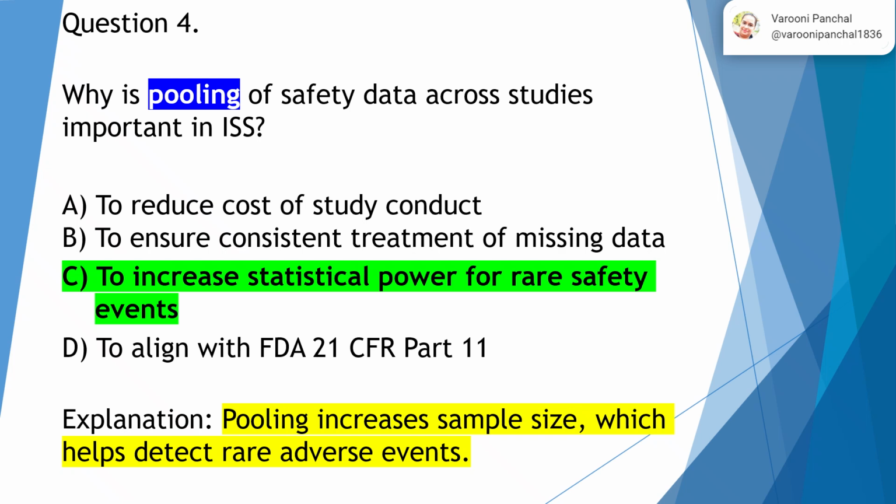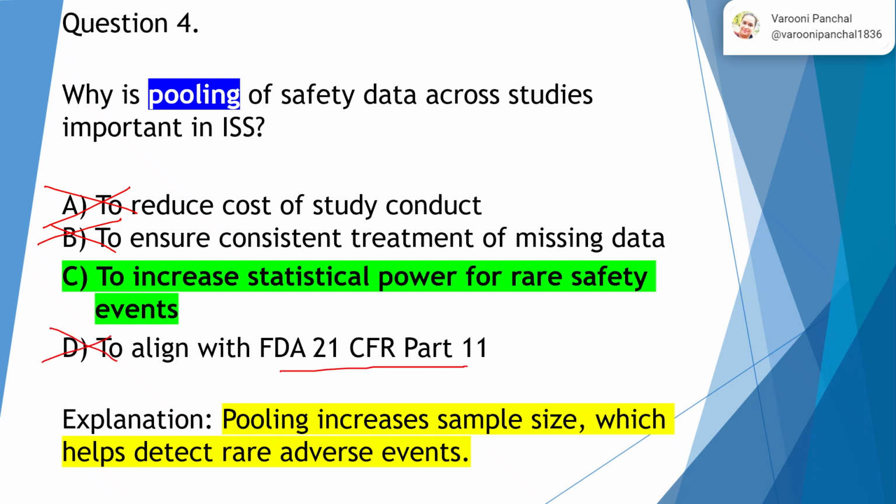Question 4. Why is pooling of safety data across studies important in ISS? Option A says to reduce the cost of study conduct. No. To ensure consistency of treatment of missing data. Well, you cannot perform any kind of analysis on missing data, right? So this is not the right answer. To align with FDA 21 CFR Part 11. It's not about the ISS studies, they need to align with FDA 21 CFR Part 11, right? Any clinical trial study that is being conducted, all the studies have to align with FDA 21 CFR Part 11. So this is not the right answer.